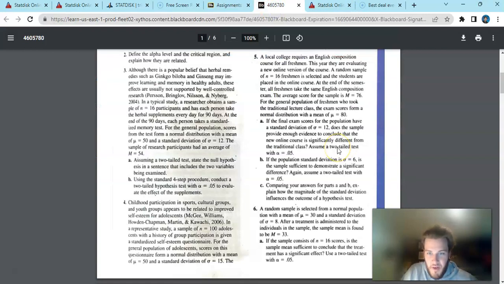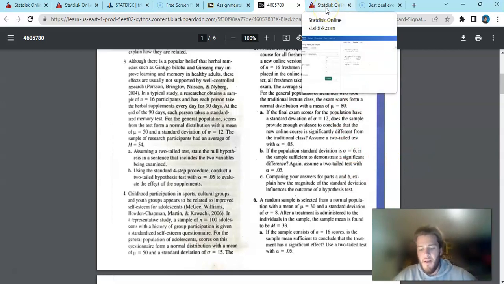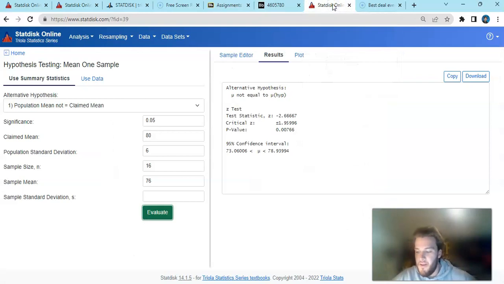And then we're going to move on to part C. Compare your answers for parts A and B and explain how the magnitude of the standard deviation influences the outcome of the hypothesis test. From part A, the z-value corresponding to the standard deviation equal to 12 is negative 1.33. In this test, we fail to reject the null hypothesis.